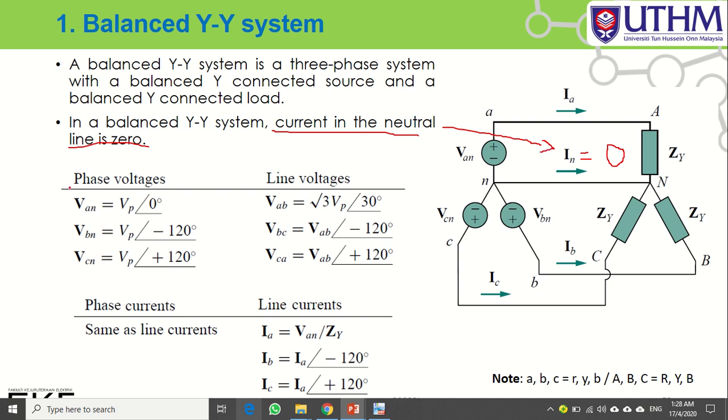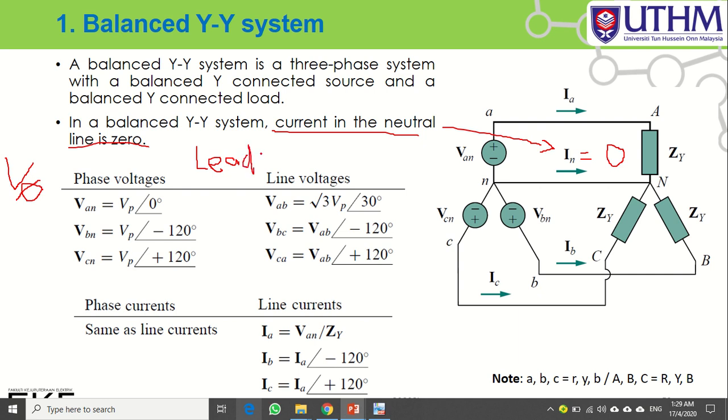Okay, so phase voltage, commonly we use VAN as a reference. VP means V phase. Sometimes we write V phase like this. Doesn't matter, it's just a notation. Some books use VP. VBN, VCN, this is an ABC sequence or RYB sequence: minus 120, V phase angle positive 120. So V line for the Y connected system, V line equal to square root of 3 times V phase, angle positive 30. It means that line voltage leads phase voltage. For the Y connected source, line voltage leads phase voltage by 30 degrees.